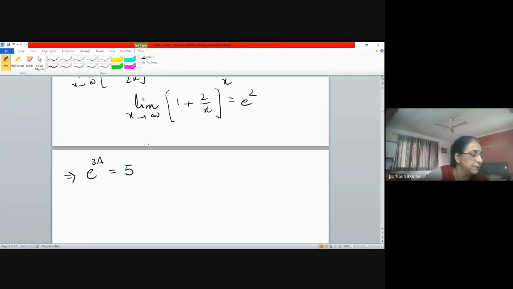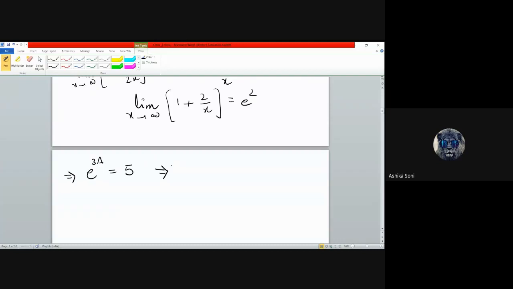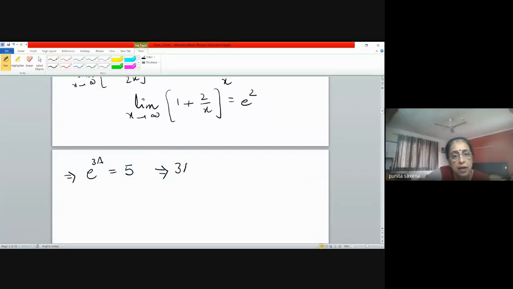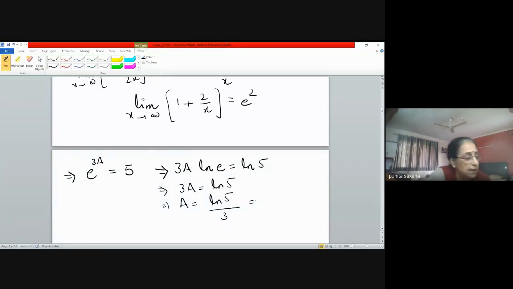Now can you find a? Calculator hai sabke paas, and calculators will be allowed in your exams, don't worry. So e to the power 3a equal to 5 का मतलब क्या हुआ? कैसे निकालेंगे? What do we do? 3a is equal to ln 5. Log कौन से वाला लोगे अब? Because you have e, natural log. We'll take natural log. यही लिखेंगे ना? And natural log of e is 1, so that means 3a is natural log of 5, which means a is nothing but natural log of 5 upon 3. Can we find the value?